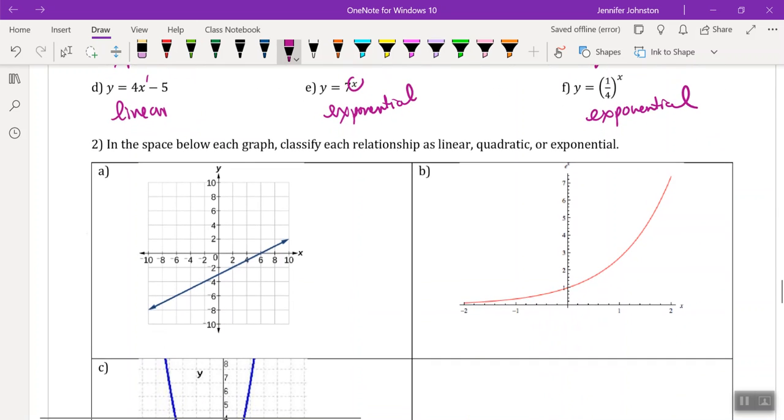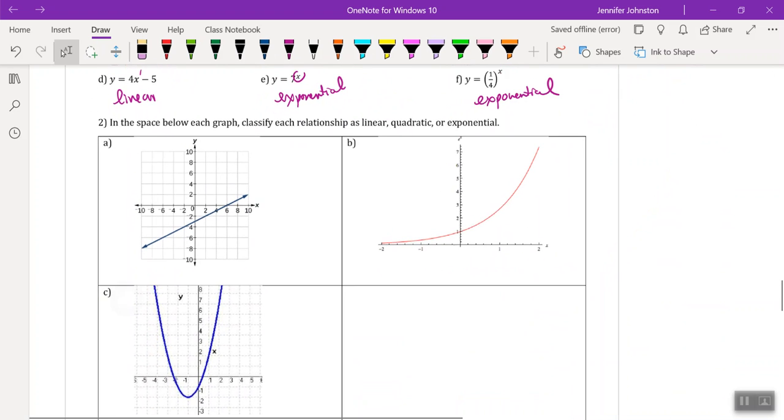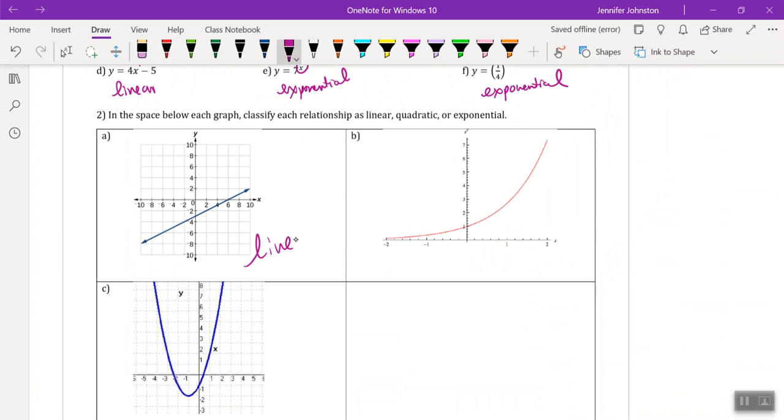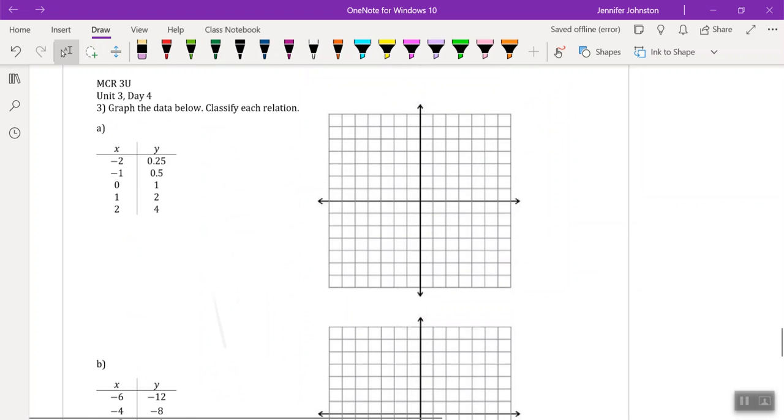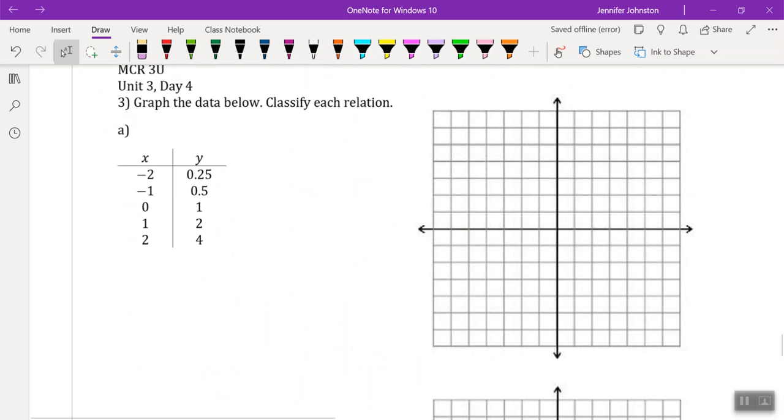All right, classifying what they look like as a graph, pretty easy. Linear, exponential, and quadratic. And then lastly, we are, again, looking at the first or second differences or common ratios and classifying the relation.